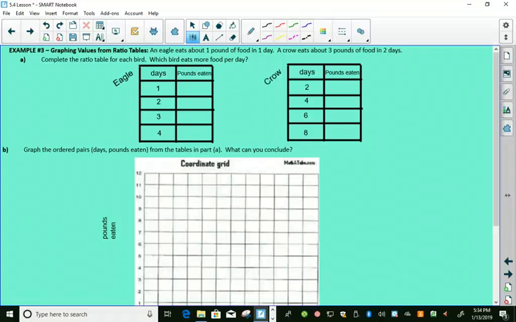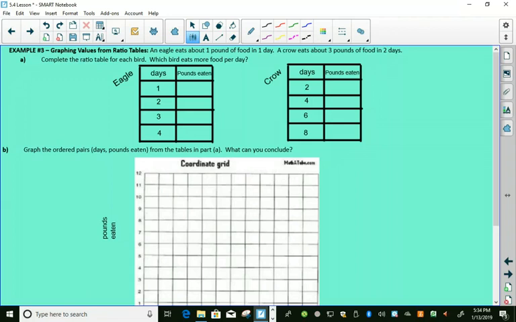Example 3. Here we're going to look at our ratios and compare them using a graph. The first two we were able to compare by making different ratio tables and comparing once we had something in common. Here, we're going to look at our ratios and graph them.